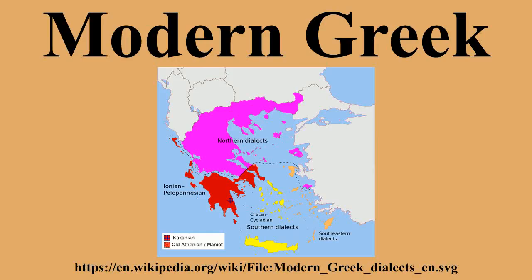Syntax and morphology. Modern Greek is largely a synthetic language. Modern Greek and Albanian are the only two modern Indo-European languages that retain a synthetic passive.